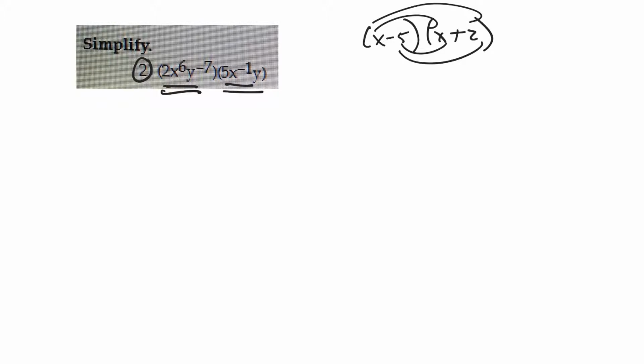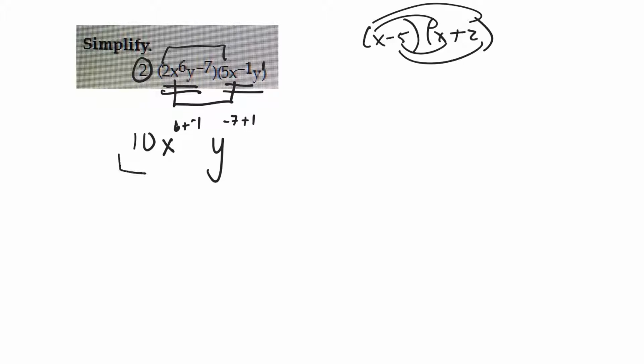So when you're multiplying, you can multiply common things. Like the 2 times 5, okay, that's going to give us a 10. And then x to the 6 times x to the minus 1. When you're multiplying common bases, add their exponents. So it'd be x to the 6 plus a negative 1. I guess you could do that in your head. And then same thing with y. Y would be negative 7 plus, the exponent here would be a 1.